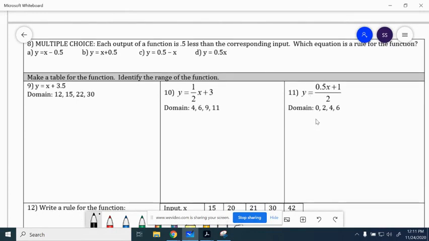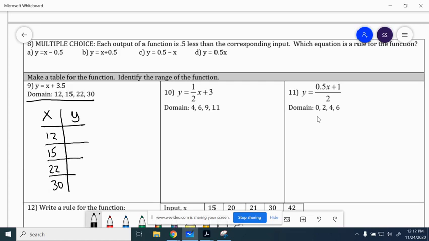Write a table for the function and identify the range of the function. Okay, so why do they say only the range? Because the domain is already given to you. So again, we're going to make a table. You've got your x values and your y values. Your x values is your domain. So they already gave you that part, 12, 15, 22, 30. And then you just need to figure out the corresponding y values. So we just plug them in.